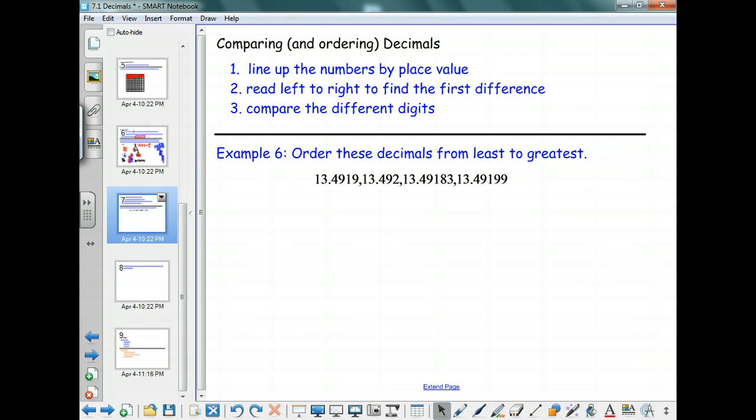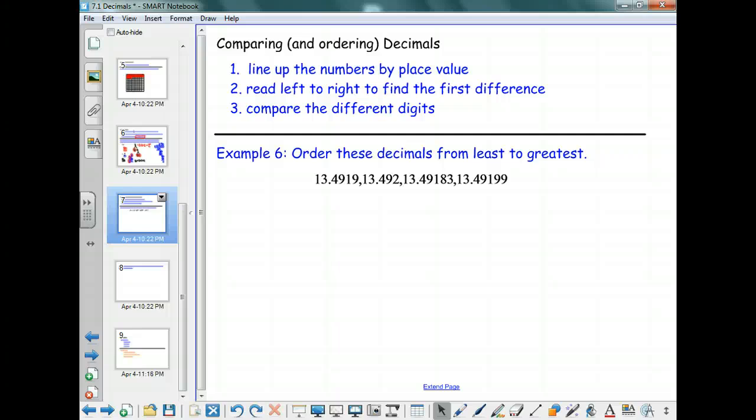All right, so I know many of you know how to compare decimals because that's what you tried to do on my compare fractions question test. But we're going to actually learn it now. And so we're going to talk about comparing and ordering decimals. So when you compare and order decimals, and here's a mix of ones, you line the numbers up by place value, and you read from left to right to find the first difference, and then you compare the different digits.